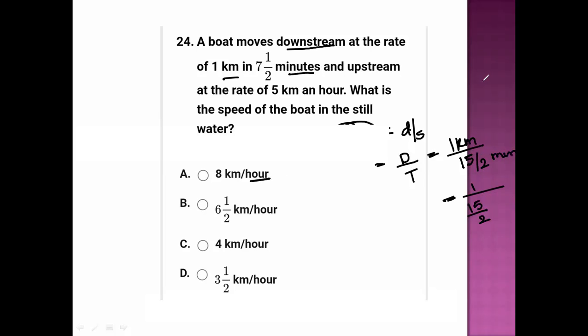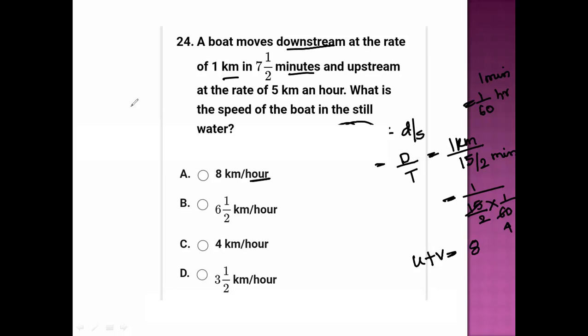So 1 minute means how much? 1 minute means 1 by 60 hour. So therefore I can write it as 1 by 60. 15 fours are, and then 4, so therefore it comes to be how much? So 8 simply. So u plus v comes to be 8.